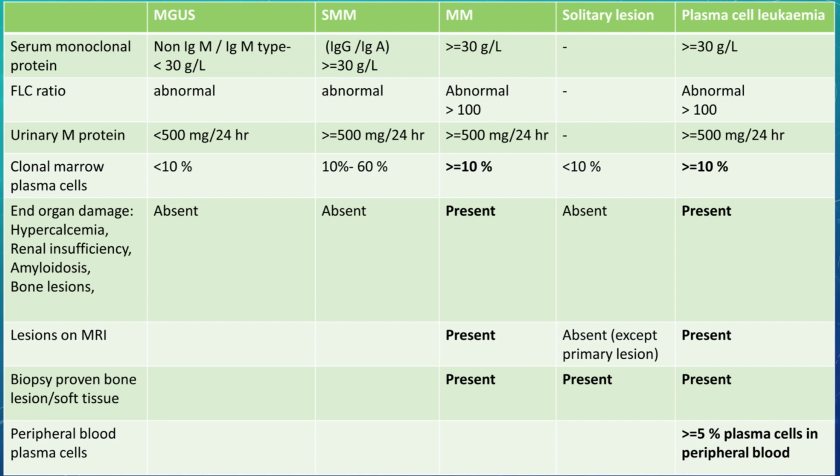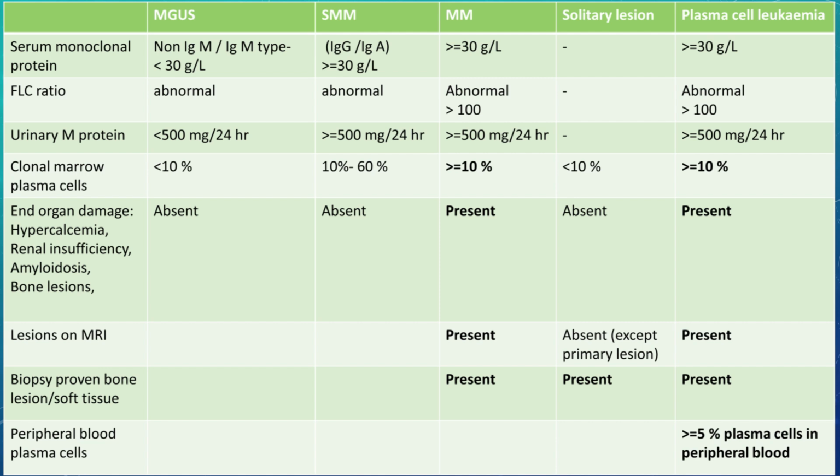Other lesions are present in multiple myeloma on MRI, and biopsy proven bone lesion and soft tissue mass can be seen in multiple myeloma. Solitary plasmacytoma includes clonal bone marrow plasma cells less than 10% and organ damage is absent.